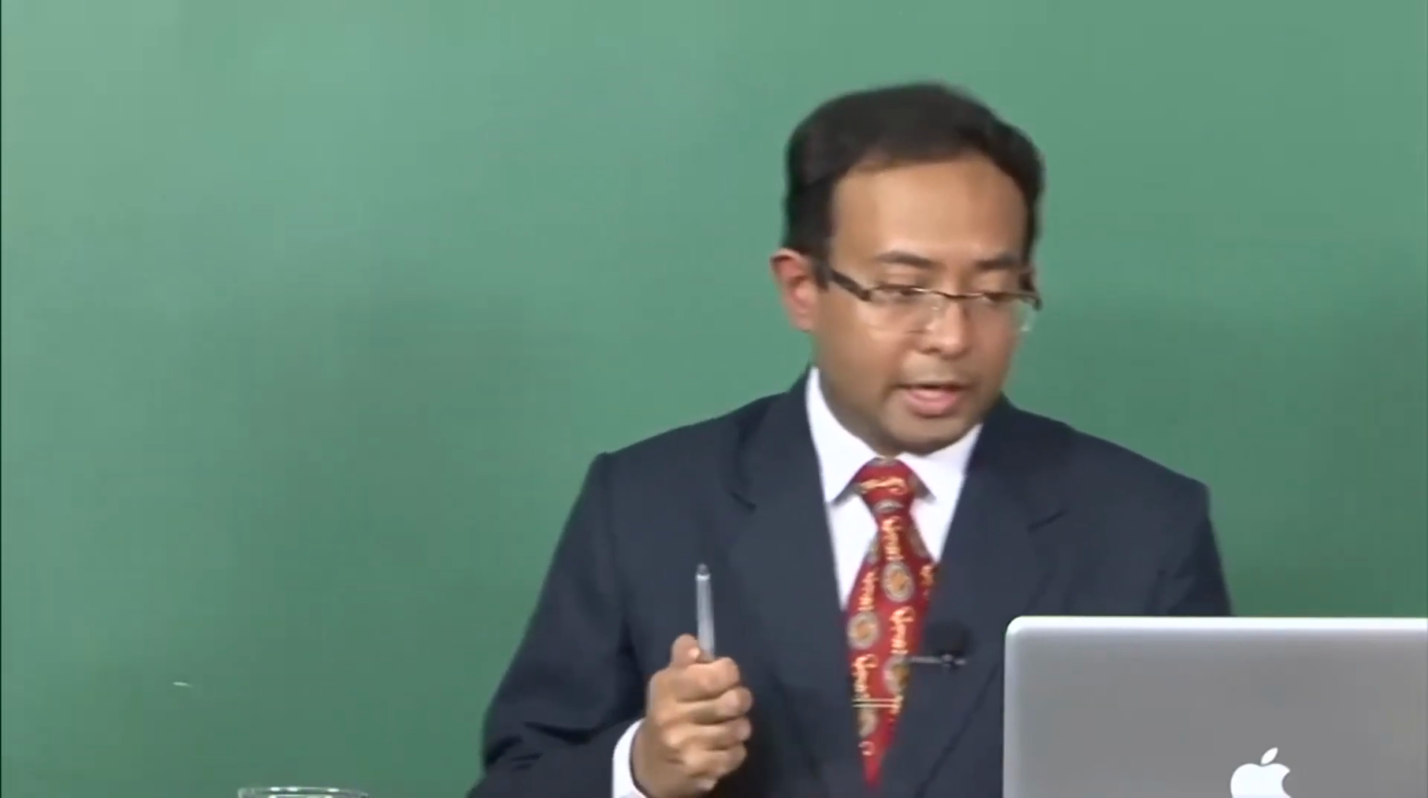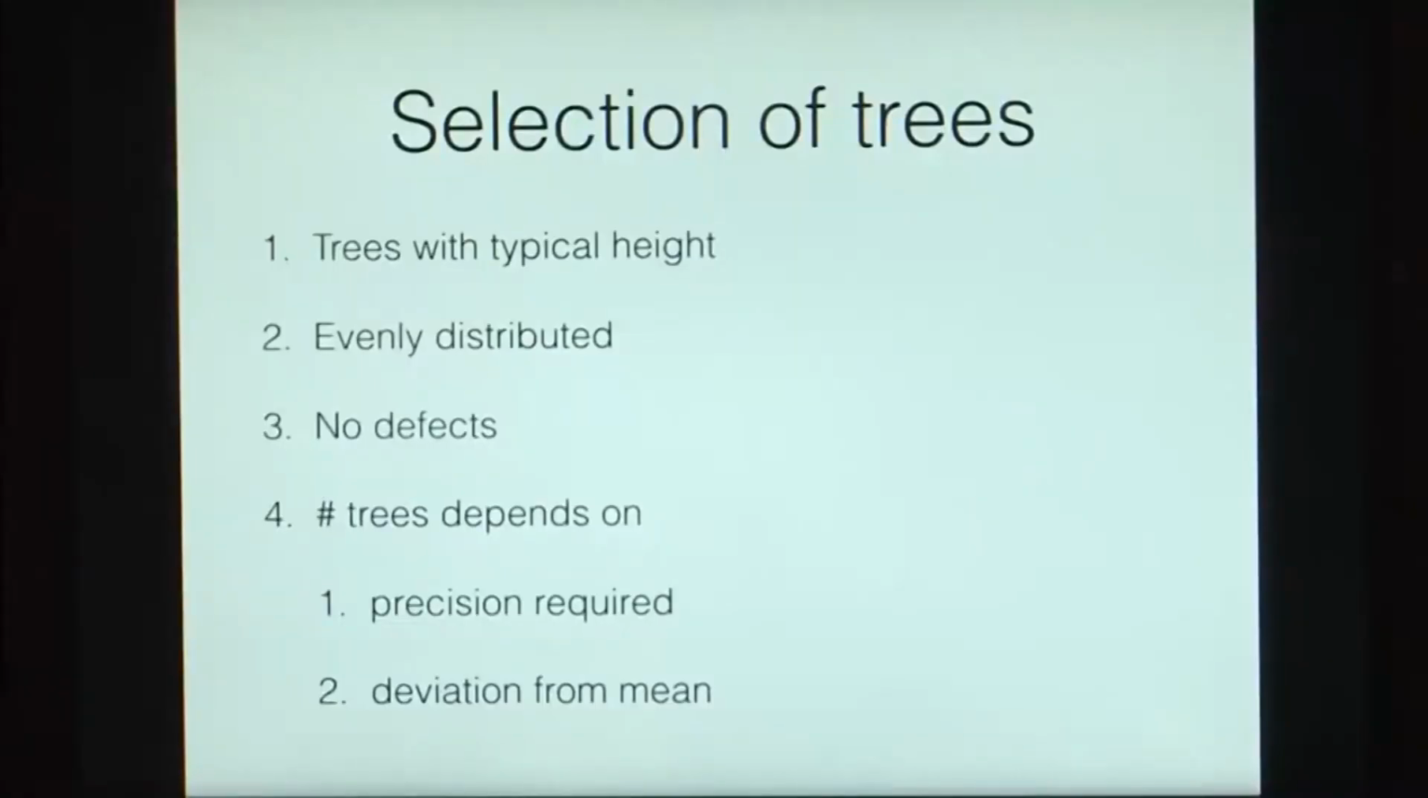So, coming back to the slides. How many trees are we going to select? This selection of the number of trees will depend on the precision that is required. If you want more precision, you will go for more number of trees, and it will also depend on the deviation from the mean.